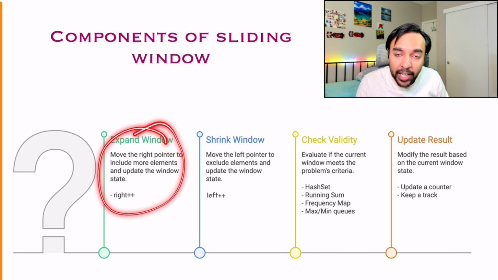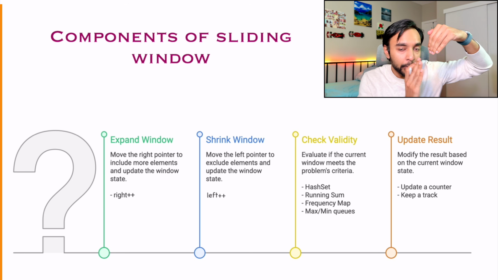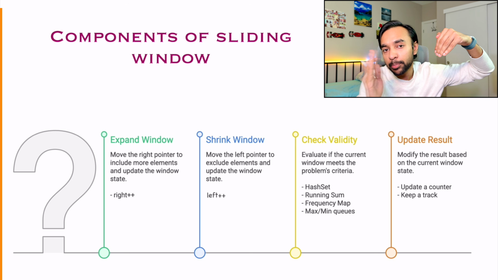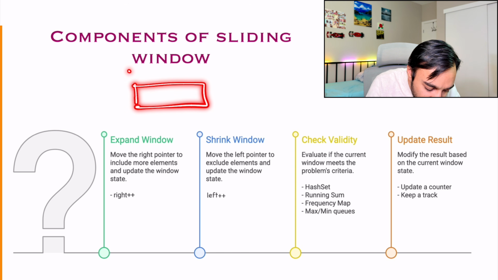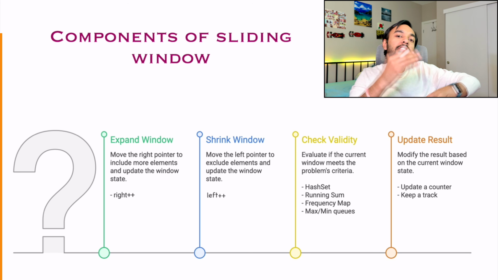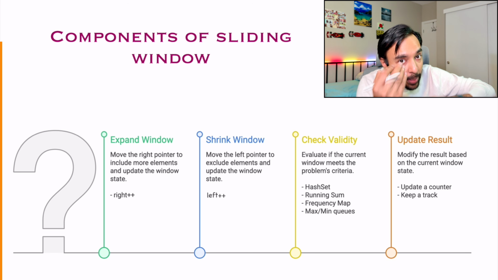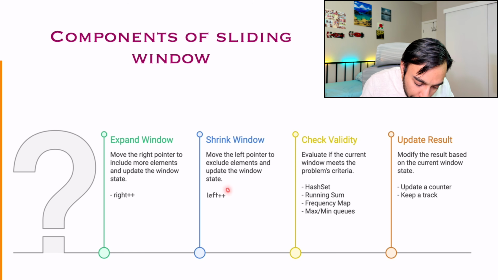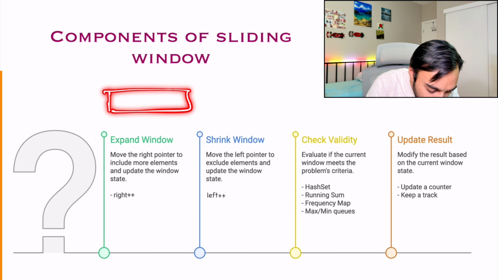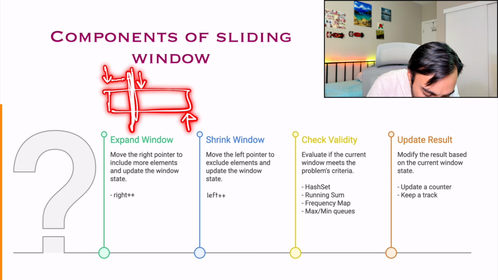If you want to expand your window, then you take up your 2 pointers and then you do a right plus plus. So I have my 2 pointers over here. Doing a right plus plus will increase the size of my window, and I have included more elements. Based upon your conditions, you might want to shrink your window also. So you do left plus plus. You had your window like this. You have a left pointer and a right pointer. When you do left plus plus, your window size becomes smaller.